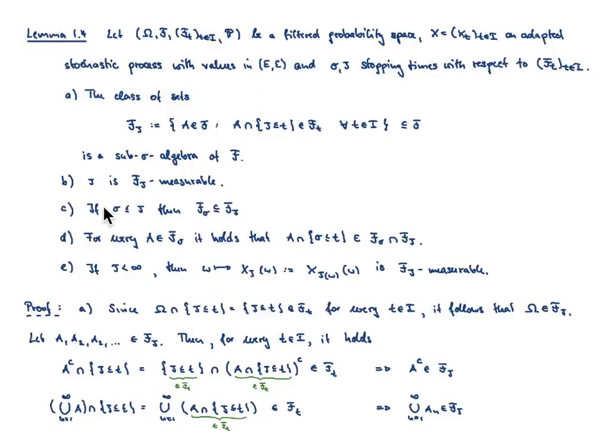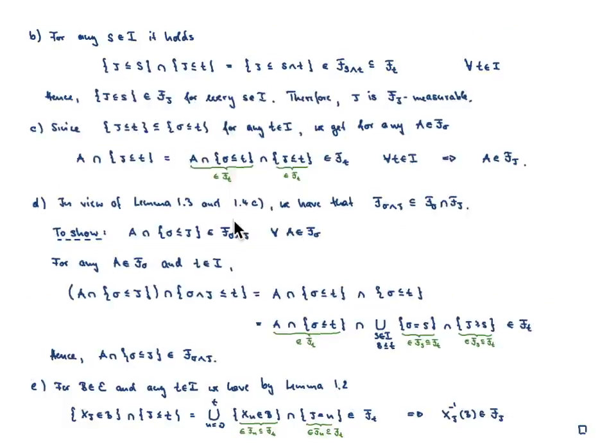The next statement is the following. If we have now two stopping times with the property that the stopping time sigma is less than or equal to the stopping time tau, then it holds true that the sigma algebra F sigma is contained in the sigma algebra F tau. Well, by assumption that sigma is less than or equal to tau, we first of all know that for every t in our index set I, the event that tau is less than or equal to t is contained in the event that sigma is less than or equal to t.